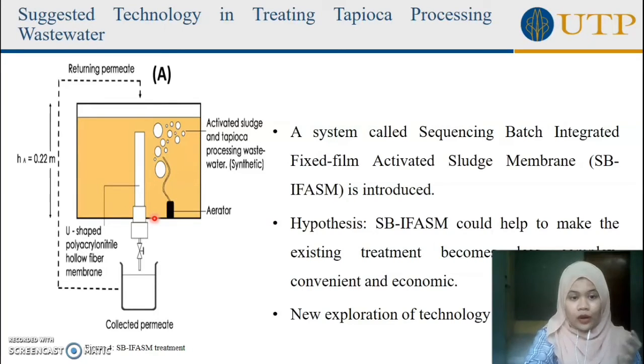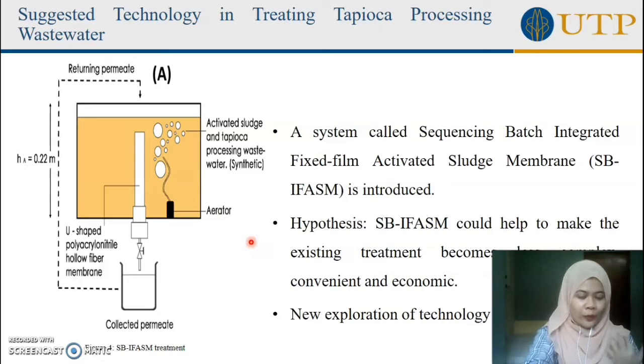Biofilm is a clump of bacteria adhered together, and it needs organic nutrients to survive. So, in other words, the biofilm will be used as a secondary filtration, where it will do the biodegradation part, utilizing the organics present in the tapioca processing wastewater. So it acts like a secondary filtration, a part of the membrane bioreactor. This membrane is called a polyacrylonitrile membrane, or PAN membrane.